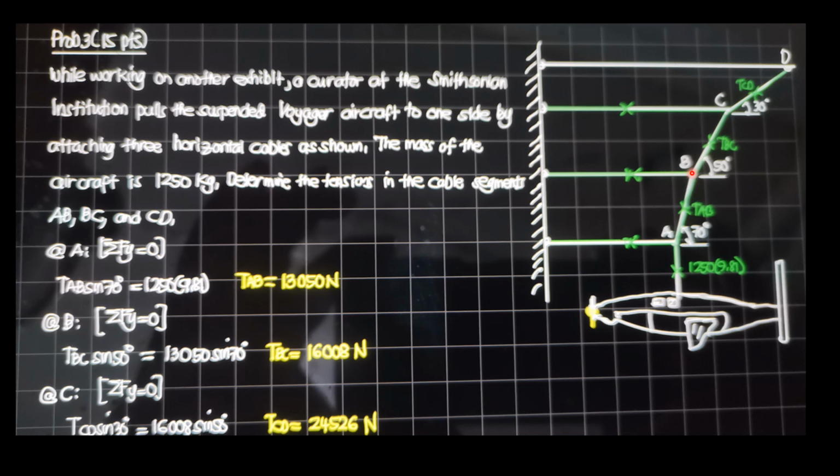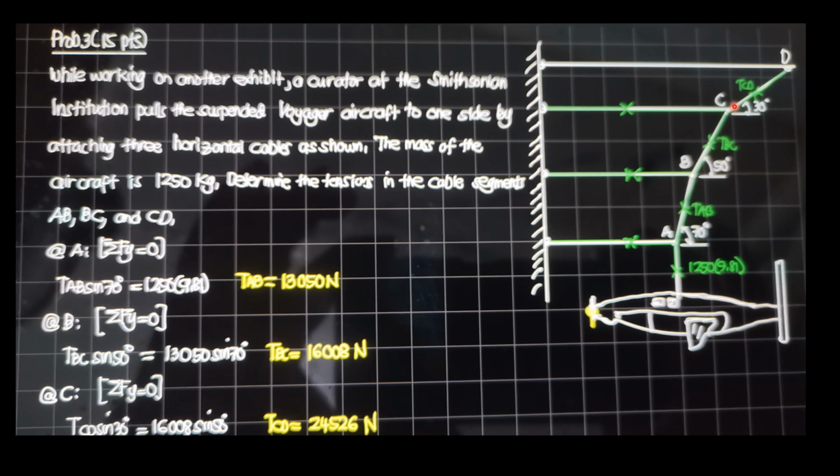Then we proceed to B. This is 70 degrees. Take note. Summation of forces along y again equals 0. Vertical component of tension BC is tension BC sine 50 degrees. Then it is equated to the downward vertical component of tension AB, which is 1,250 times 9.81, or you just use tension AB 13,050 times sine of 70 degrees, because that is also 70 degrees. So it is equal to 16,008. So 16,000 is also an acceptable answer, in newtons.